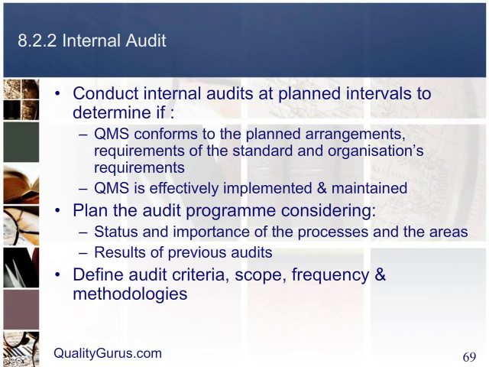One of the most important objectives of an internal quality audit is to measure the effectiveness of an organization's quality management system. The organization shall conduct internal audits at planned intervals. For planning the audit program, the organization should take into consideration the status and importance of the processes and the areas to be audited, as well as the results of previous audits. The audit criteria, scope, frequency and methods shall be defined.